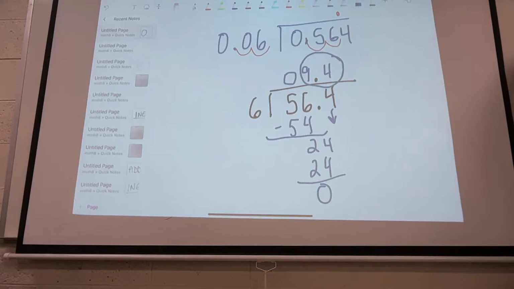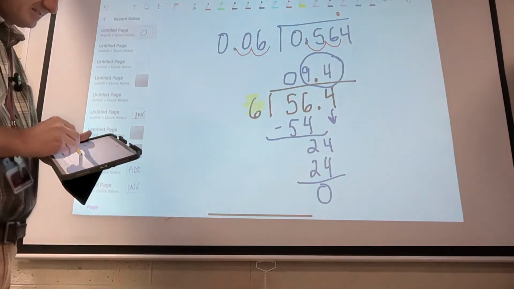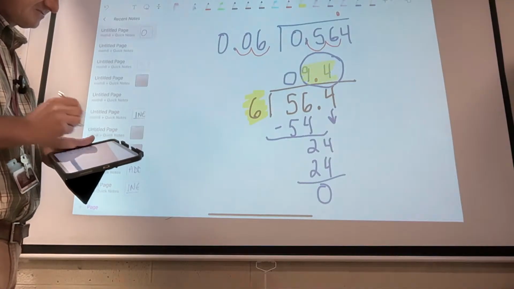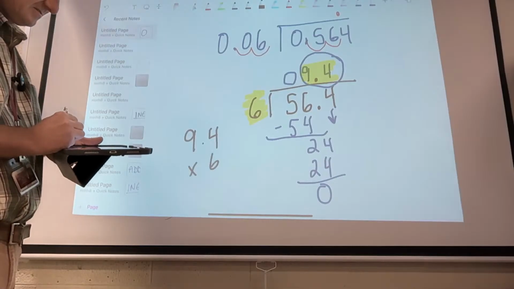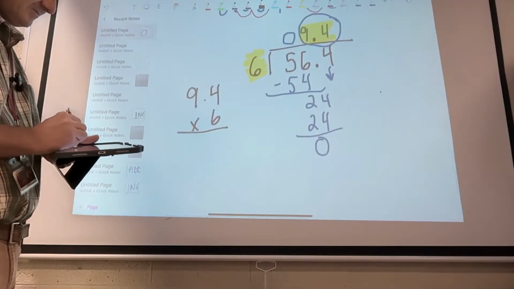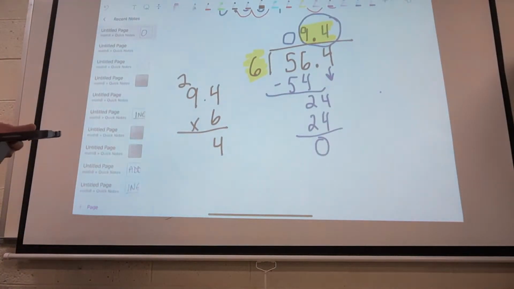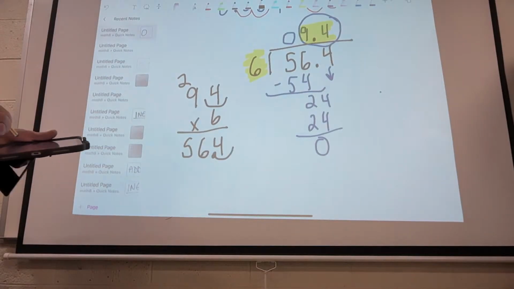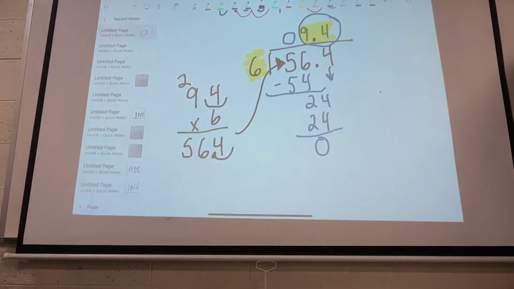And you guys remember how you can check to make sure you got the right answer? All you do is you multiply your outside times what's up top. So let's try it. 9.4 times 6. 6 times 4 is 24. Carry the 2. 6 times 9 is 54. Plus 2 is 56. 1 decimal point there. So 1 here. 56.4 right there. It's a good way to check your answer. That was number 7.